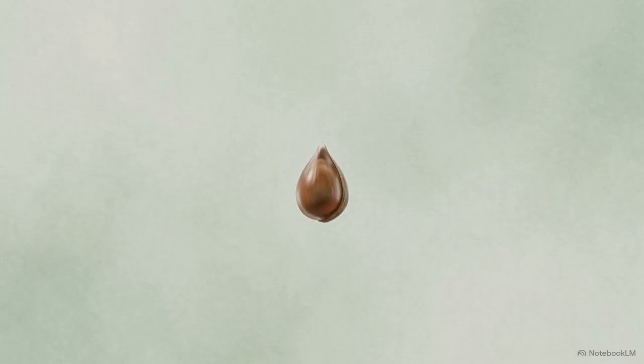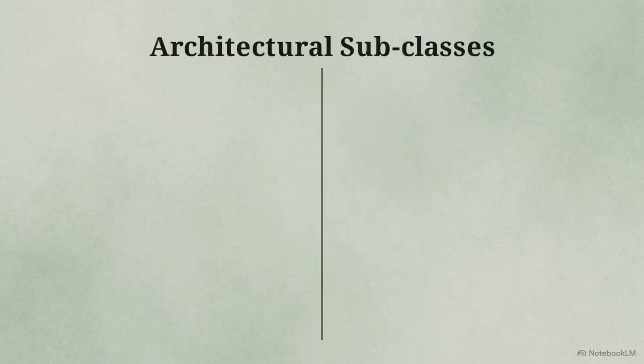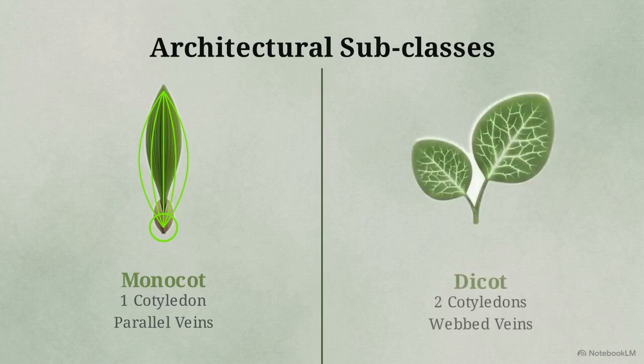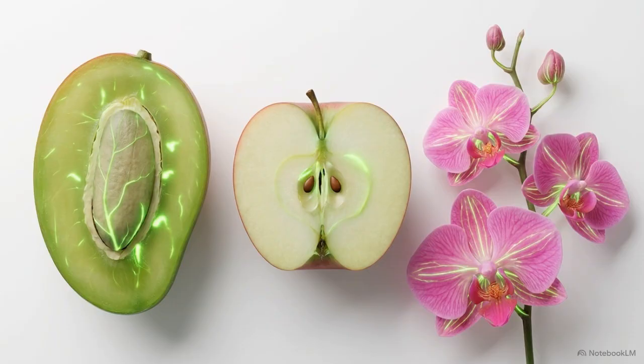Angiosperms utilize a complex mechanism called double fertilization. This allows them to produce flowers to attract specific pollinators and then safely encase their seeds inside a thick, protective fruit layer. We divide these advanced plants into 2 architectural subclasses. Monocots feature a single seed leaf and parallel veins, while dicots have 2 seed leaves and a complex webbed vein network.